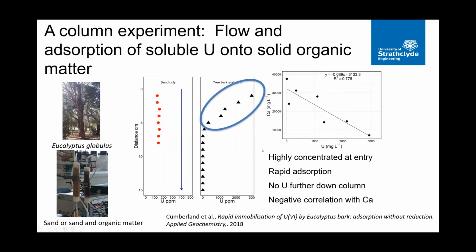I was able to collect other data as well at the same time. Calcium provided a negative correlation with uranium at this point. Calcium is very dominant in plants. It helps form the structure of the plant, and it's also a divalent cation, similar to uranium. So interestingly, perhaps we can think that there might have been a cation exchange going on, helping uranium to absorb very rapidly at the start of the column.